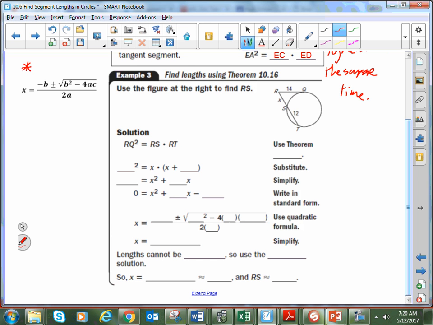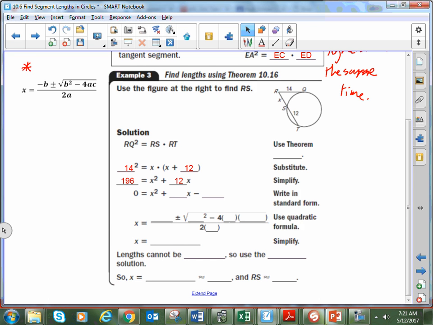So setting up the example that we see here, RQ is the external part and the whole thing. So we're going to say RQ squared is going to be equal to RS times RT. Now substituting the values that were provided in the diagram, we're going to get 14 squared is equal to X times X plus 12. So square the 14 on the left side and distribute the X on the right side, and we're going to wind up with 196 is equal to X squared plus 12X.